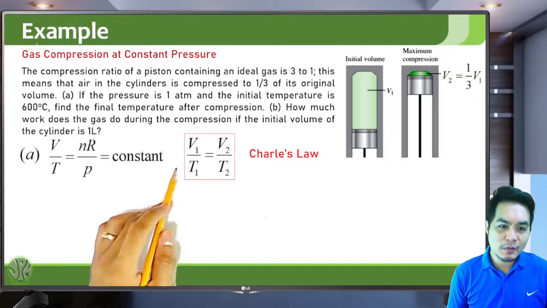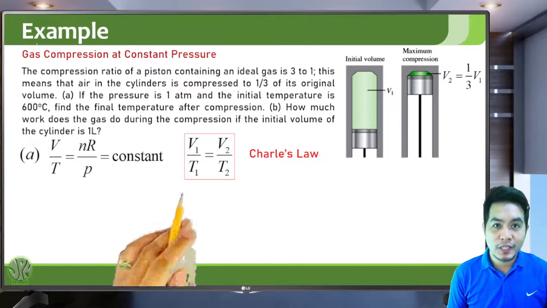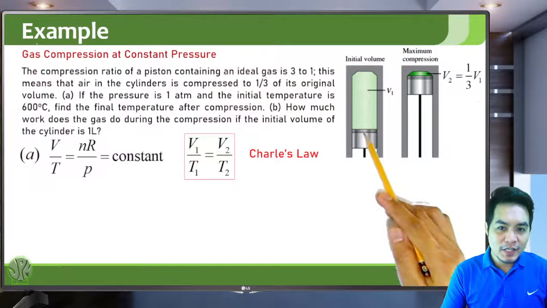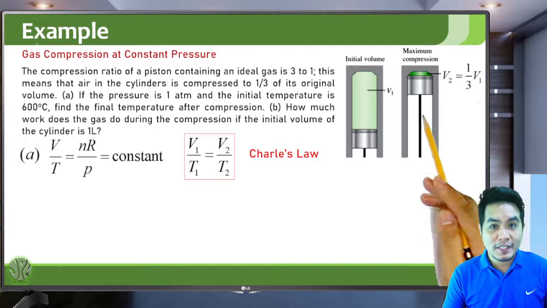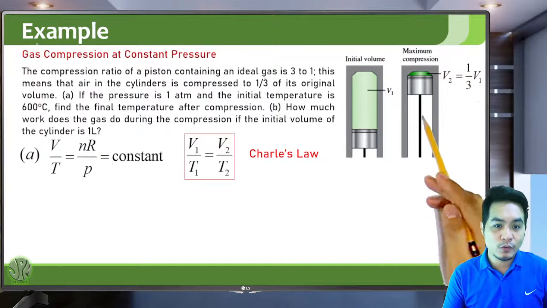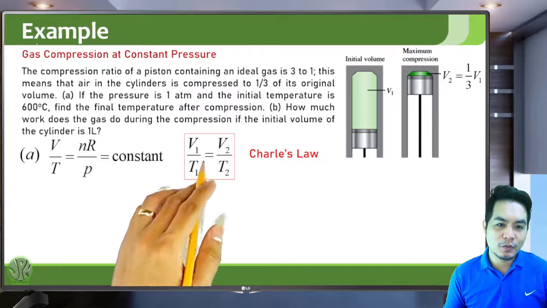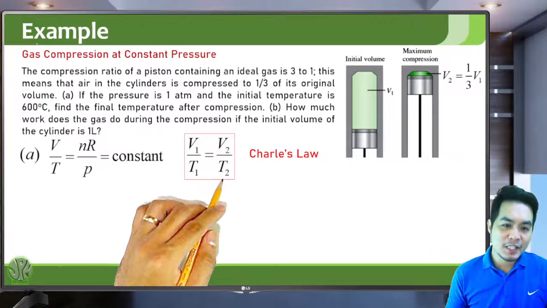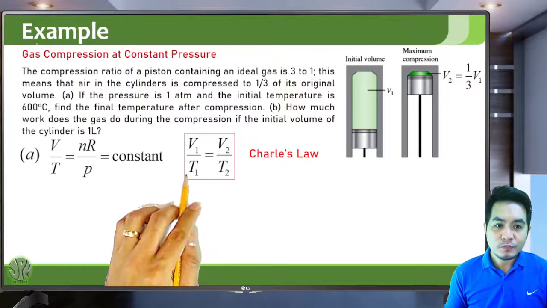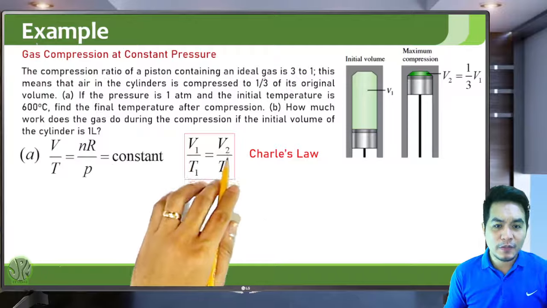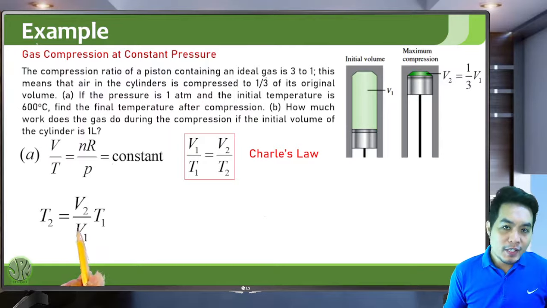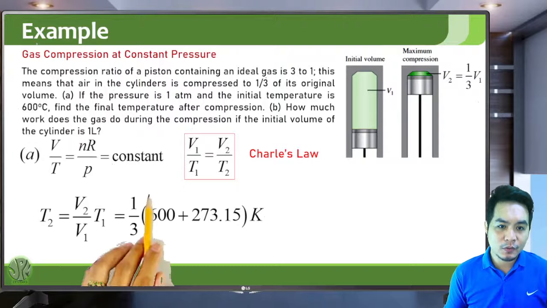So at constant pressure, the ratio of the volume to the temperature is constant, meaning at state 1, V1 over T1 is equal to the ratio of the volume at state 2 to the temperature at state 2. So V1 over T1 is just V2 over T2. We can now solve for T2, the temperature when the gas is compressed. We are given T1, and even though we are not given V1 and V2, we know the compression ratio. So T2 is just V2 over V1 times T1, but V2 over V1 is just the compression ratio. That's equal to 1/3.